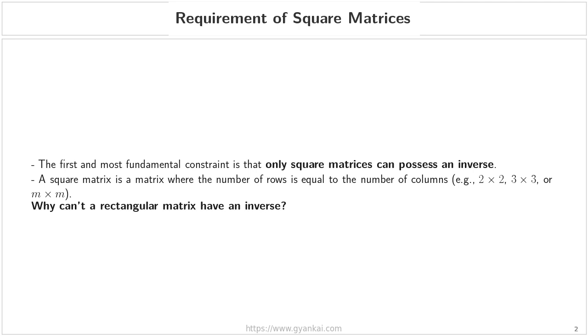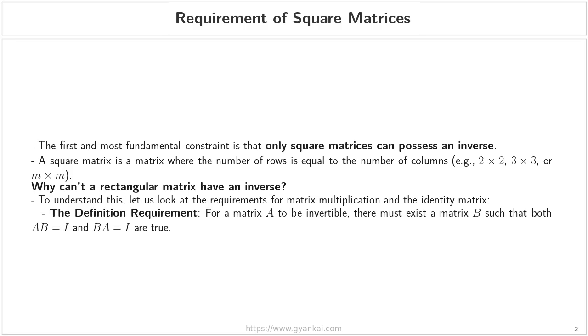You might be wondering, why is this the case? Why can't a rectangular matrix have an inverse? To understand this, let us look at the requirements for matrix multiplication and the identity matrix. First, let's revisit the definition requirement. For a matrix A to be invertible, there must exist a matrix B such that both A times B equals the identity matrix, and B times A also equals the identity matrix.